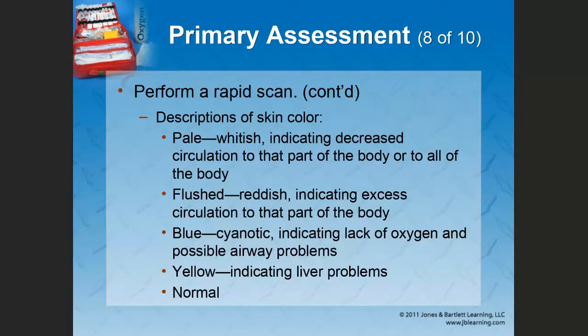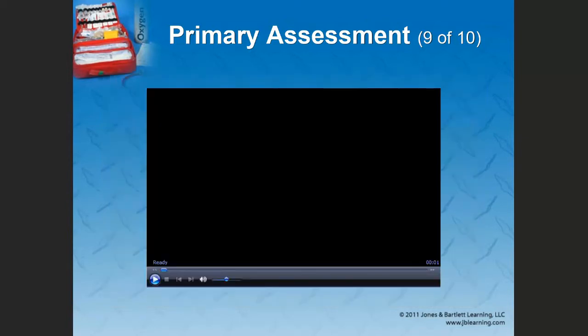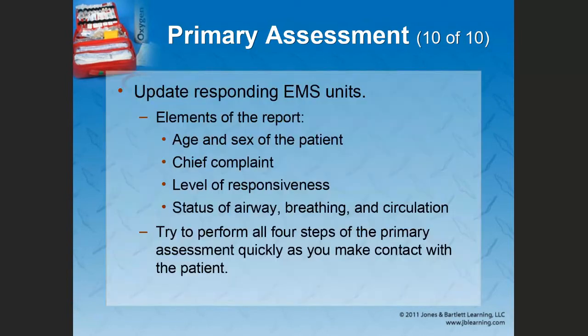All right, now description of the skin. Pale, whitish, indicating decreased circulation to that part of the body or to all of the body. Flush, reddish, indicating excess circulation to that part of the body. Blue, cyanotic or cyanosis, indicates a lack of oxygen and possibly airway problems. Yellow or orange color indicates liver problems or kidney issues. And normal, as I said, the skin should look pink. So skin should be pink, warm, dry.